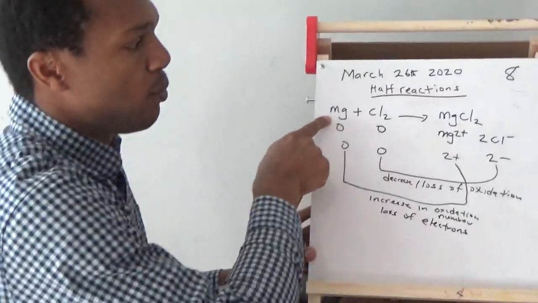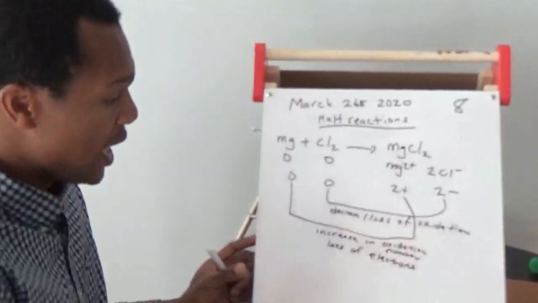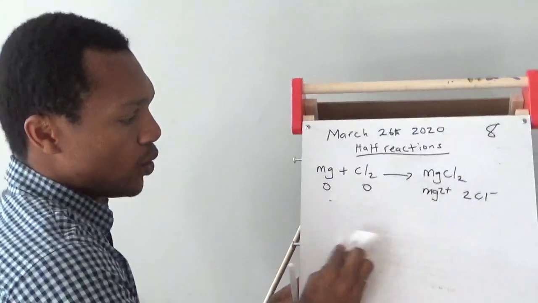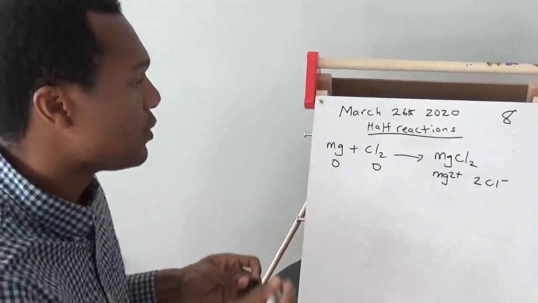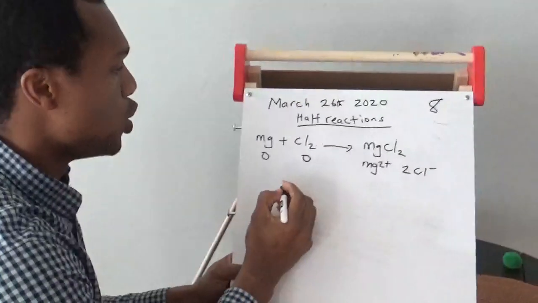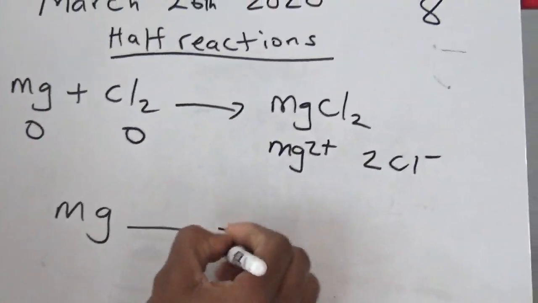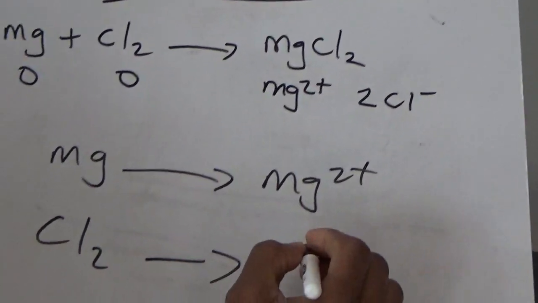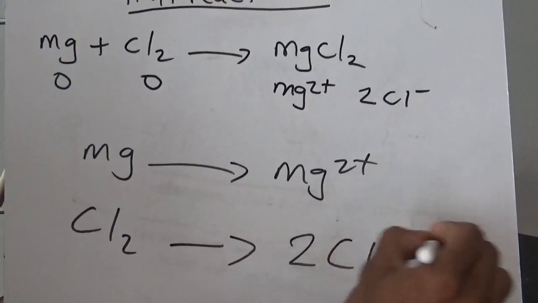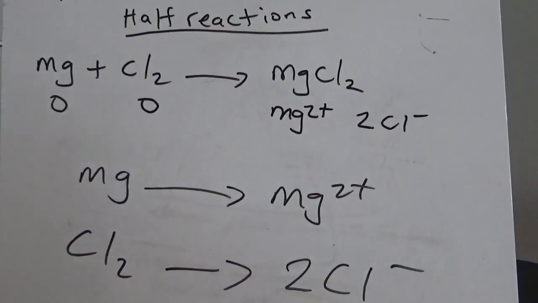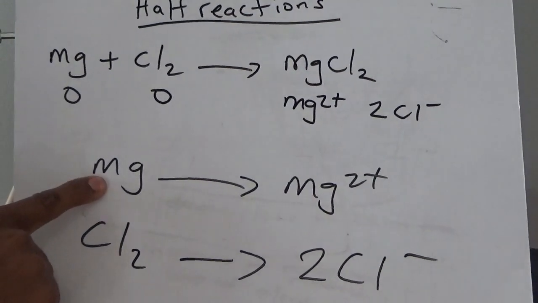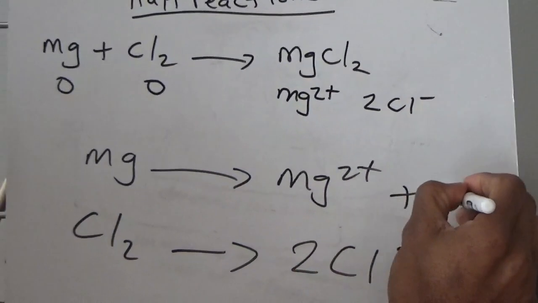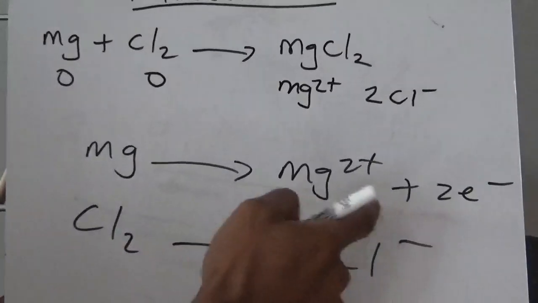Now that we know that magnesium was oxidized and chlorine was reduced, we're going to look at how to write a half reaction. Step 1 is to figure out which one was oxidized. Step 2 is to write out the half reactions. So magnesium went to become magnesium 2+. Cl2 went to become 2 chlorine minus. Since you have magnesium going to become 2+, you want to make sure that it is balanced, so you're going to have plus 2 electrons to make it balanced.